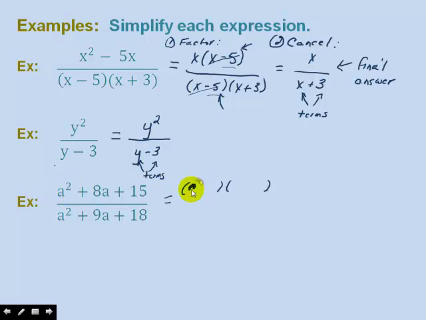So here we know we're going to have an a for the first term in both binomials. And remember, we want two numbers that multiply to give us 15. And since our second sign here is a plus, that means we want to add them to get 8.